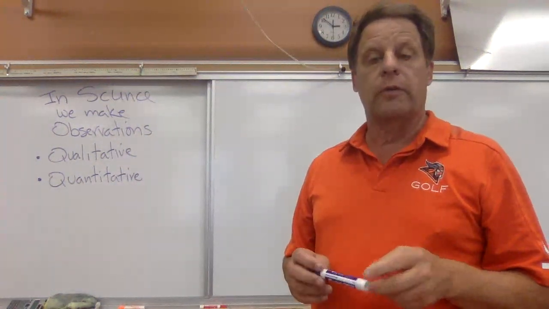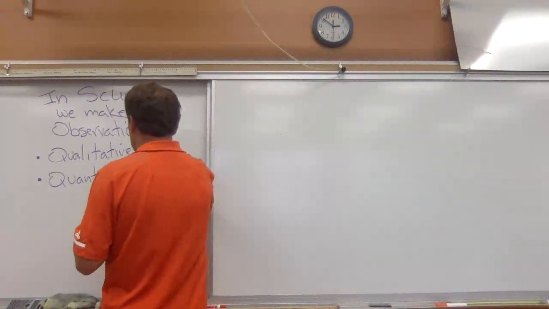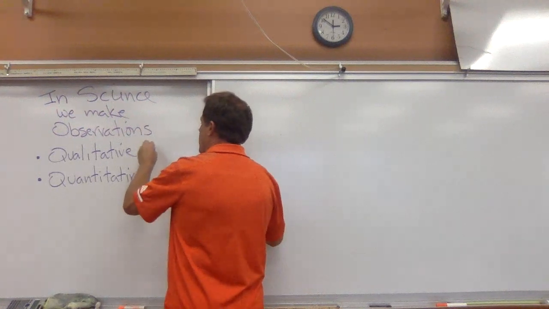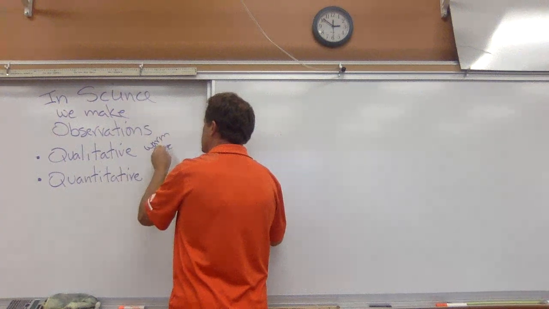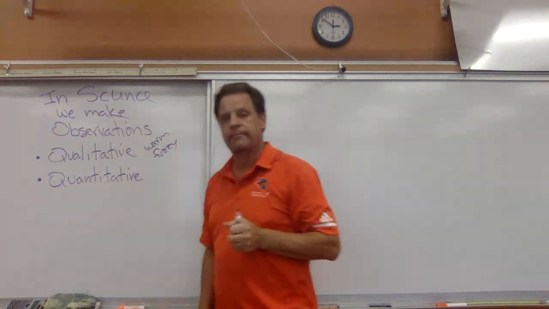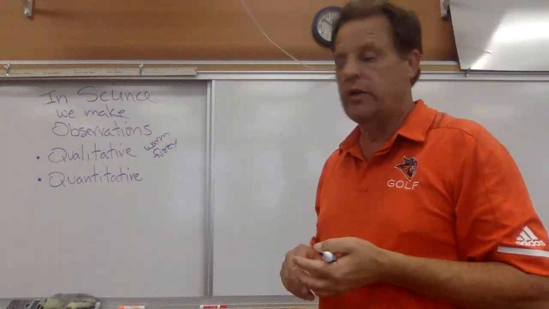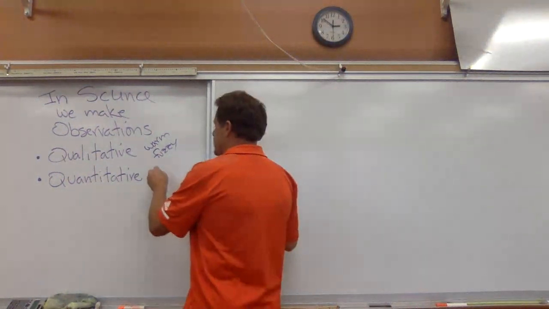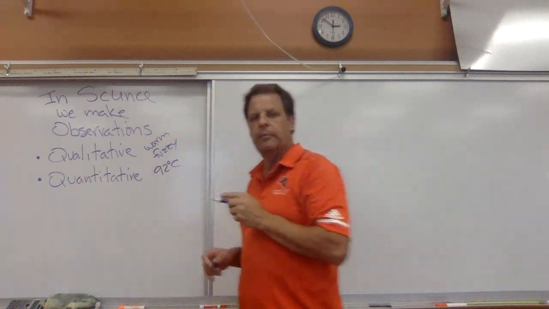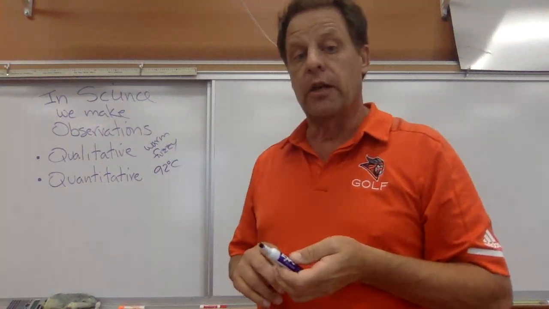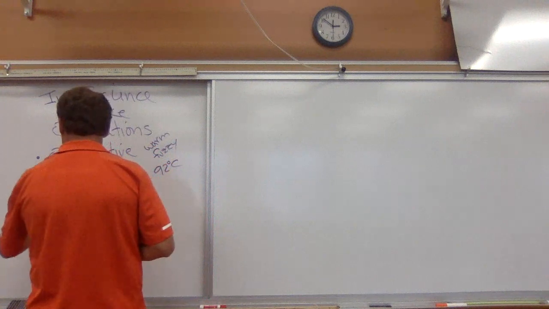Now, in those observations, there are two types. There are qualitative observations, like warm, fuzzy, things like that. And there are quantitative observations, which would be something like 92 degrees Celsius, or something along those lines. So these are quantitative observations.